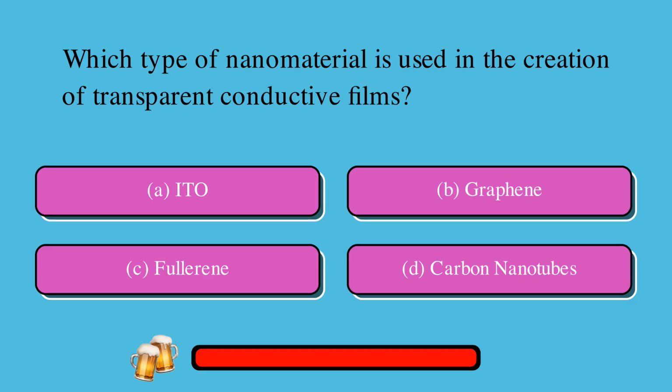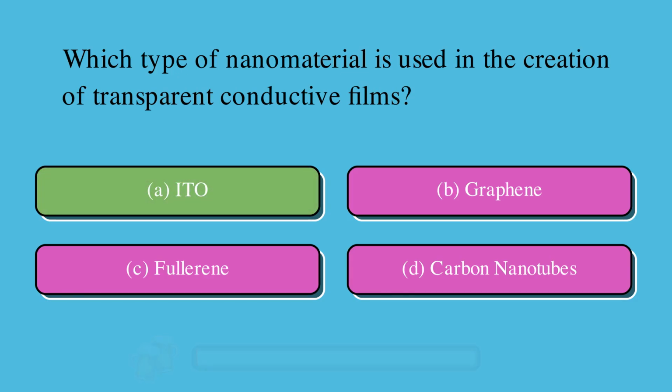Which type of nanomaterial is used in the creation of transparent conductive films? A. ITO, or B. Graphene, or C. Fullerene, or D. Carbon nanotubes? The correct answer is ITO.